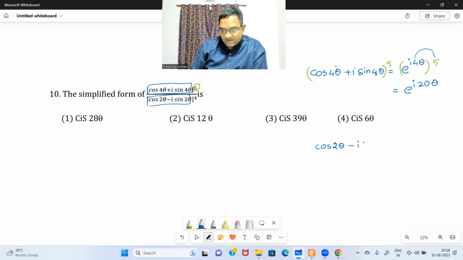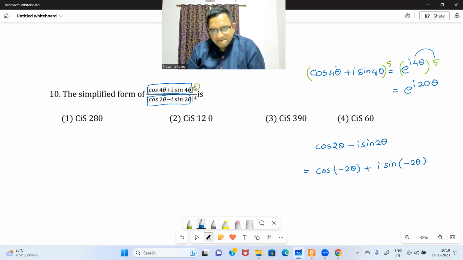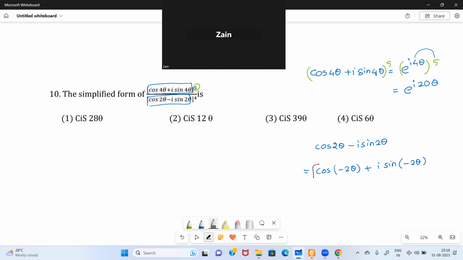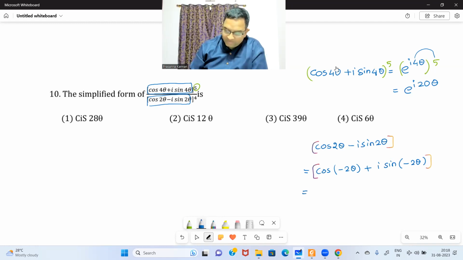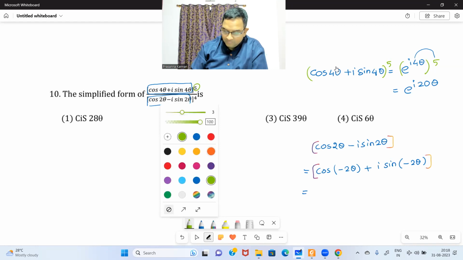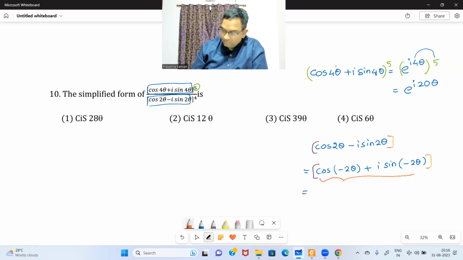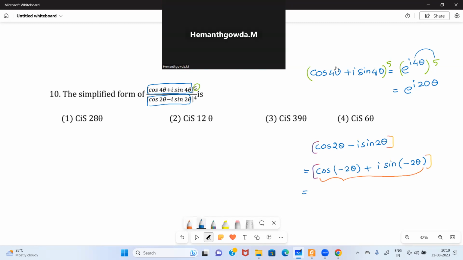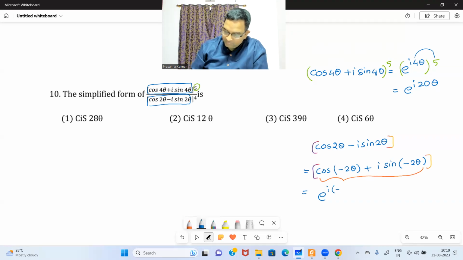Cos 2 theta minus I sin 2 theta. Can I write it as cos of minus 2 theta plus I sin of minus 2 theta? Yes, sir. But how can I write this in terms of Euler's form? E to the power I minus 2 theta. Very good. Very good, Hemant.